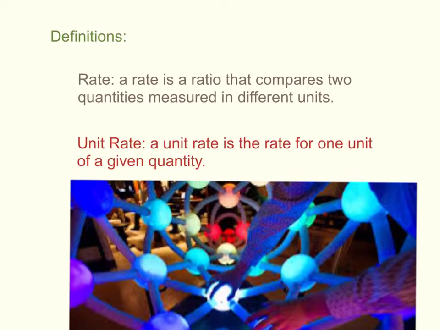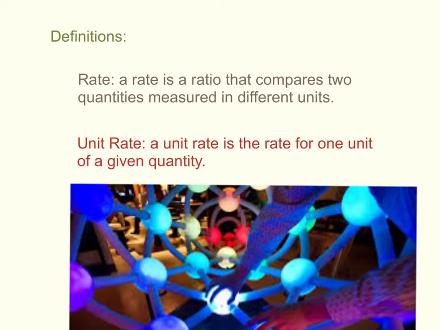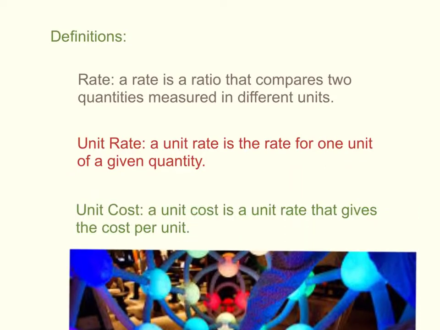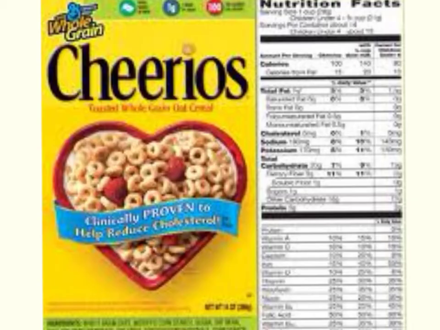For example, if you were buying a bottle of orange juice and there were 64 ounces in it, what is the cost for 1 ounce of orange juice? And a unit cost. A unit cost is the unit rate that gives the cost per unit. Please take a moment to pause this video and write down the 3 definitions.